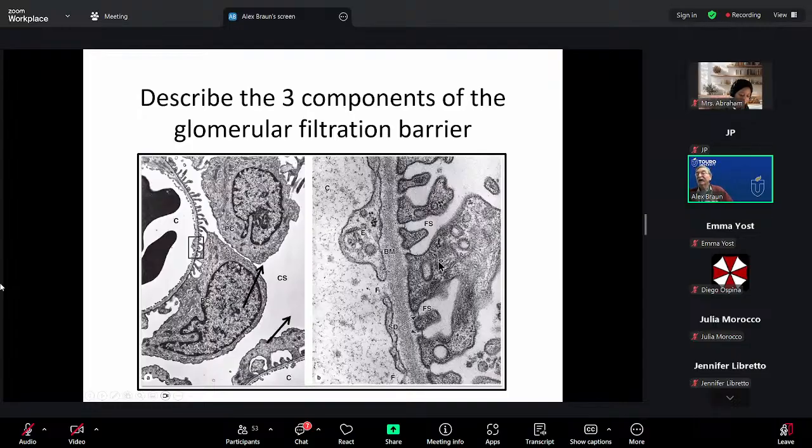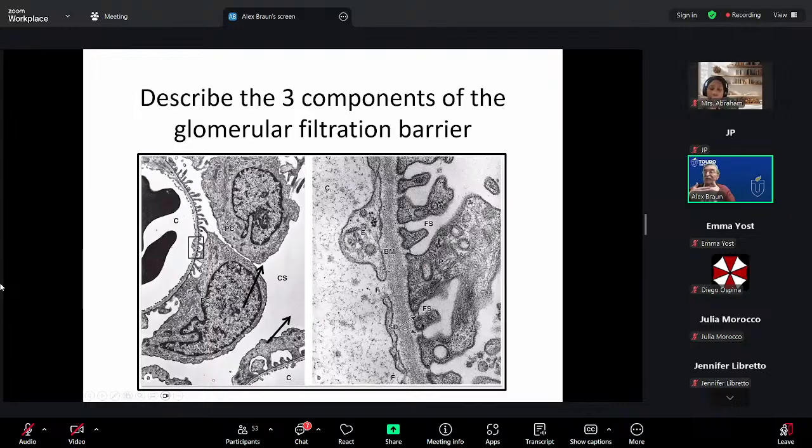Now, what we see here that we couldn't see earlier is that the slit spaces between the pedestals have an interesting diaphragm between them. See here? Here's a slit, which you might call a slit diaphragm, bridging this pedestal and this pedestal. Here's a slit diaphragm bridging this pedestal and this pedestal. A slit diaphragm bridging this pedestal and this pedestal.